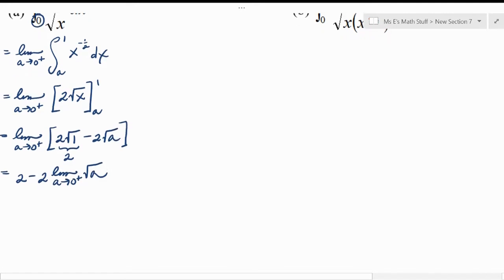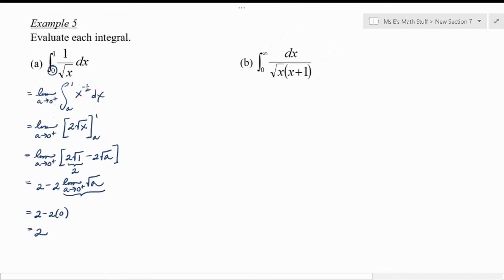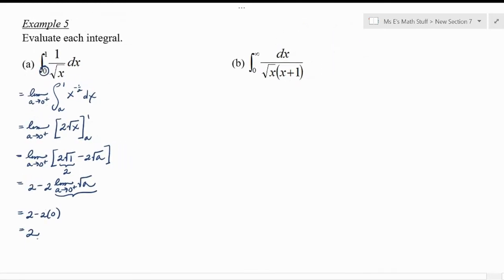Okay. And so let a approach 0 from the right. You can take the square root of this little tiny positive number and your answer would approach 0. So this part should approach 0. So you'd be left with 2 minus 2 times 0, which would just be 2. There we go. It just said to evaluate the integral, so we're done. If they said, does it converge or diverge, we could say it converges, and we could even be fancy and say it converges to 2. All right, let's take a look at part B.